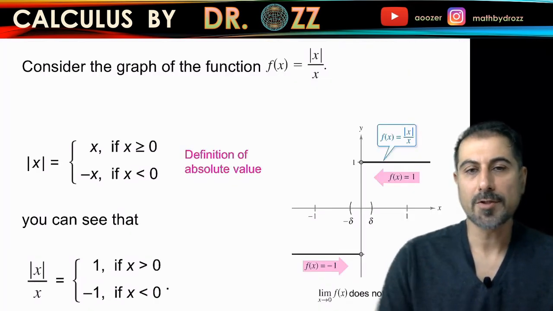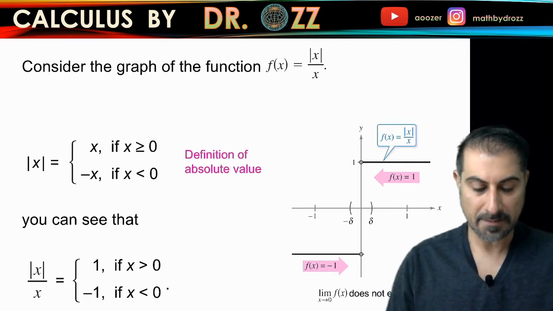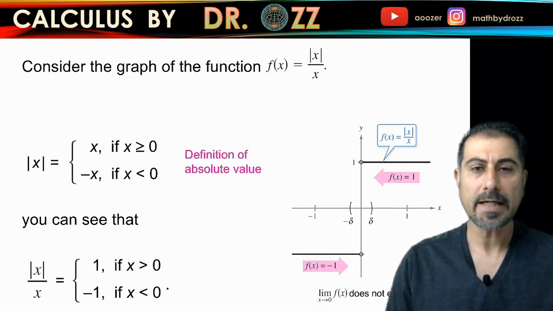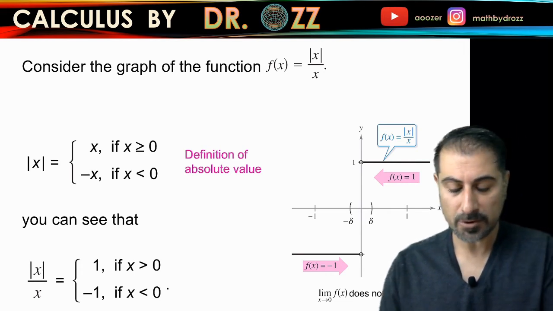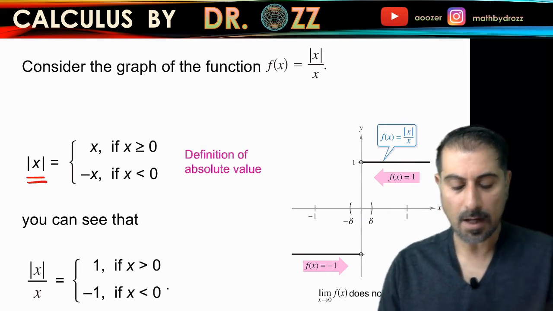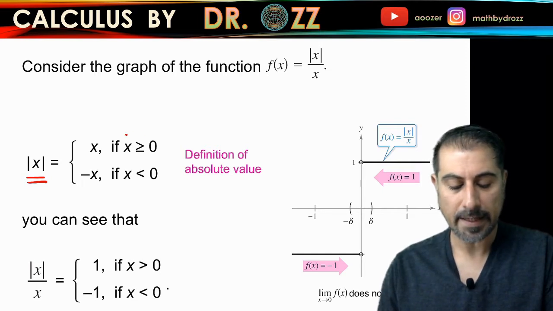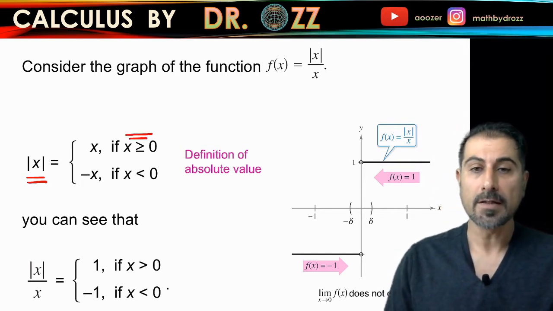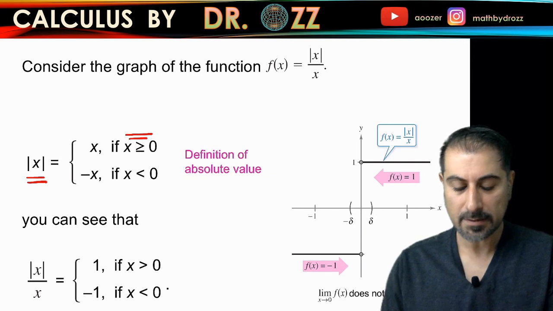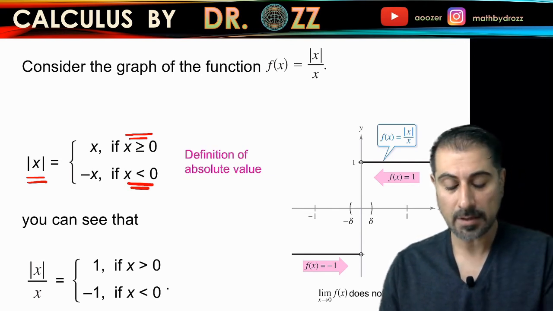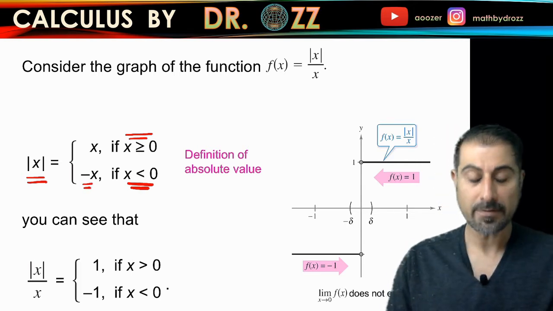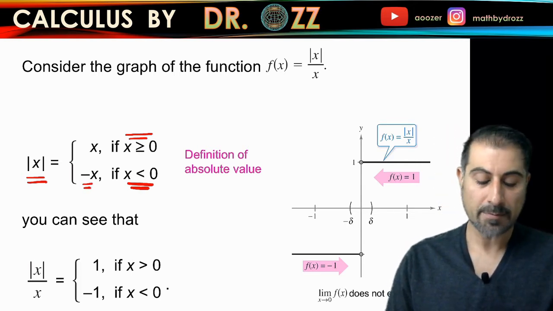All right, to show that the limit fails to exist, we can look at the definition of the absolute value function. The absolute value function is defined as, for positive x's, including 0, the function takes the value of x, and for negative x's, the function takes the value of negative x. So that's the definition of the absolute value function.